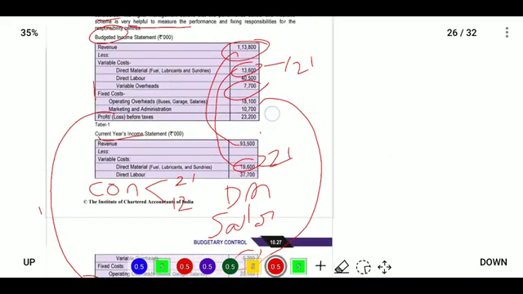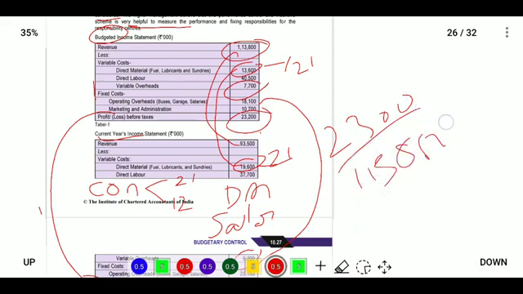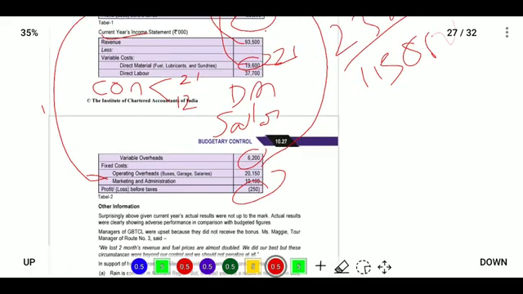In budget we have 23,200 profit. For 23,200 divided by 113,800, what is the profit margin? 23,200 divided by 113,800, it will become 20%. So budget profit margin will be 20%. But now what we got, only 250 loss, 250 loss divided by 93,500, which means it was a loss.